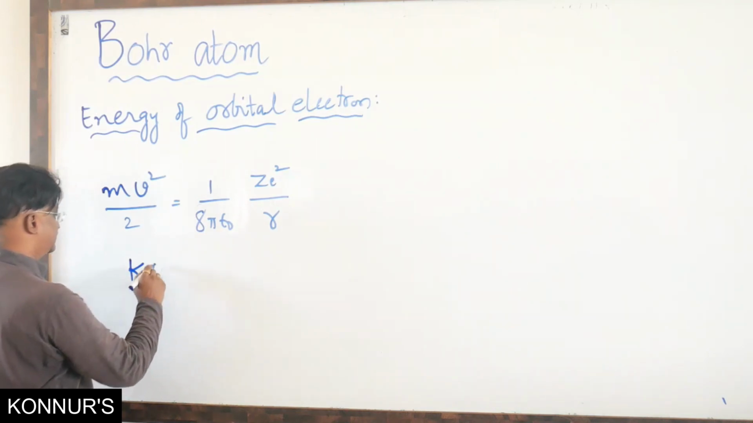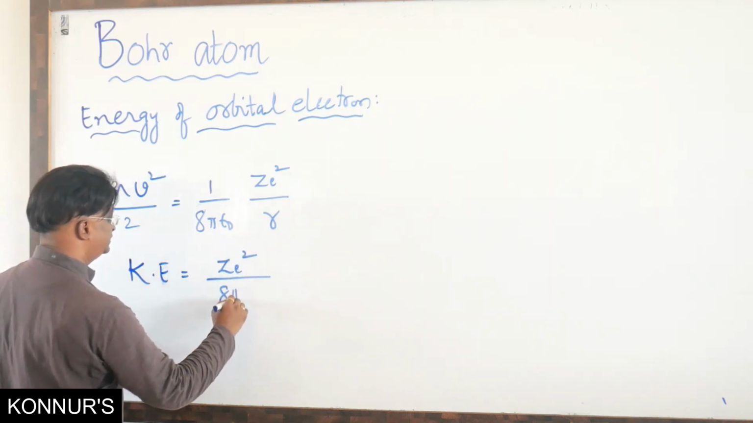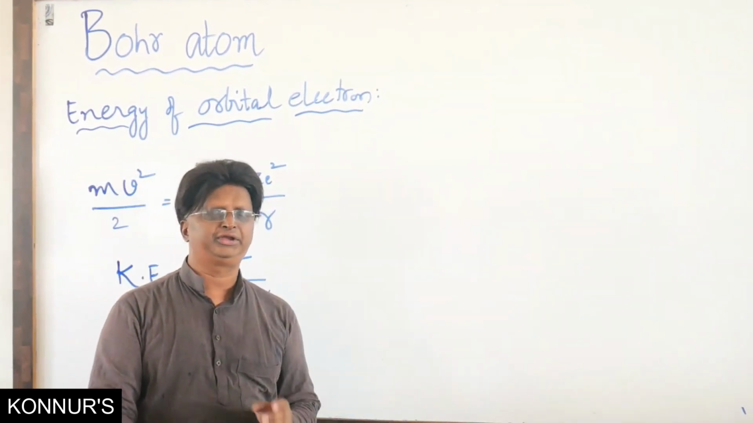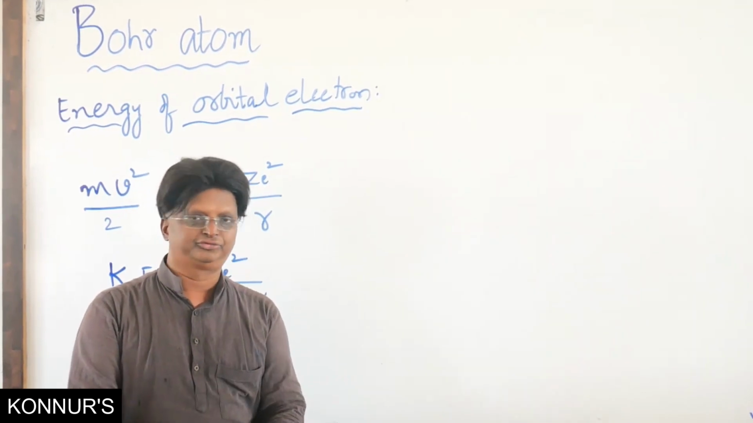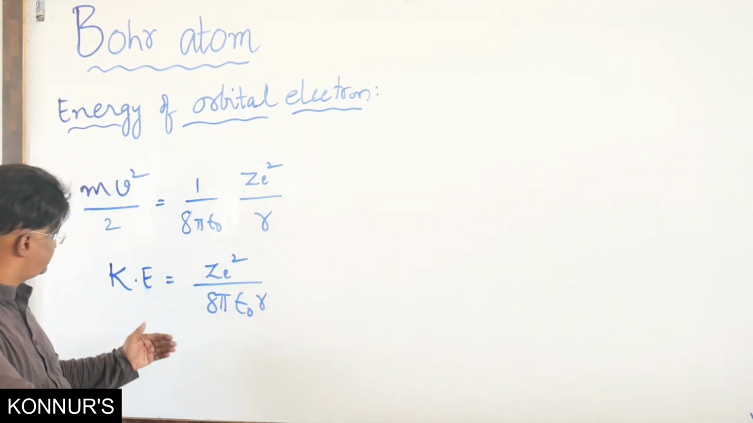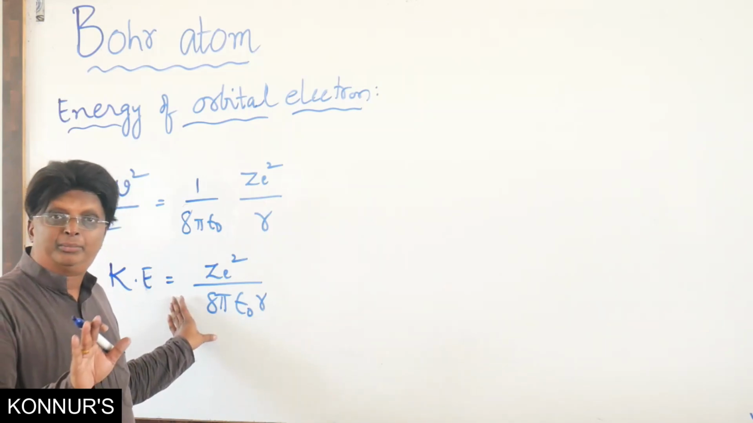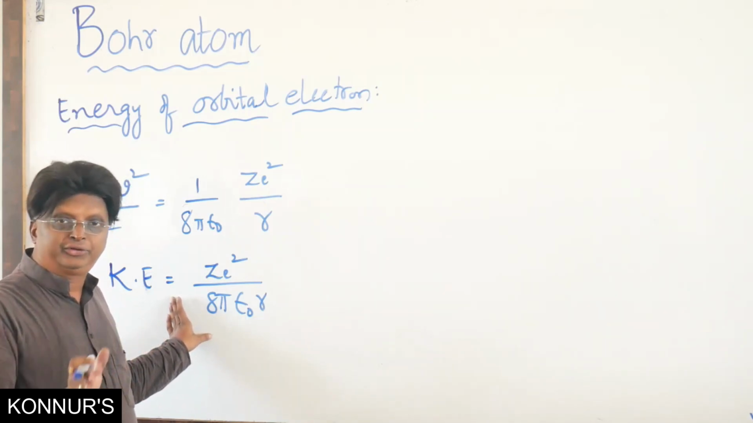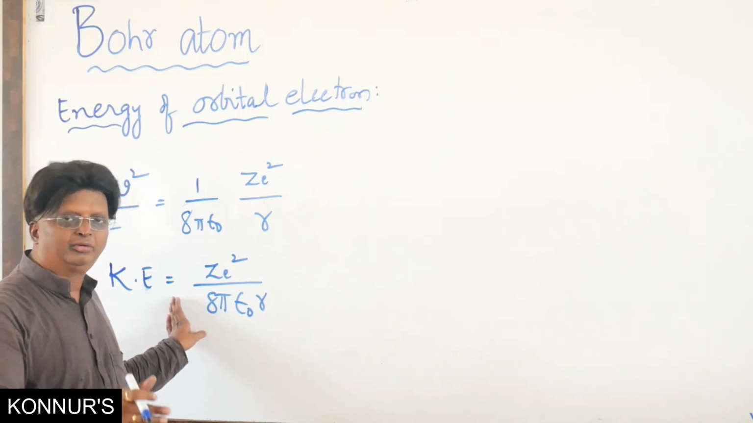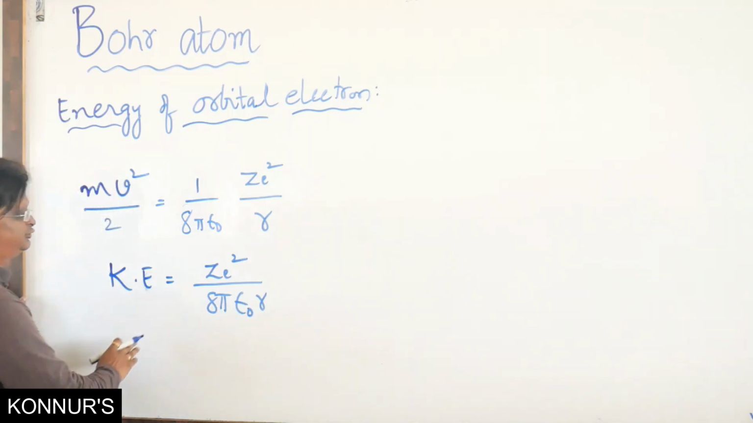Therefore, this is the kinetic energy: Z e squared by 8 pi epsilon naught r. We know the expression of r, we can substitute that, and don't try to memorize that also. But I think you can remember this expression by your practice. So we have got the expression for kinetic energy, and remember kinetic energy is always positive. It can never be negative. Here, for the orbital electron, the speed and velocity are positive, and kinetic energy is also always positive.